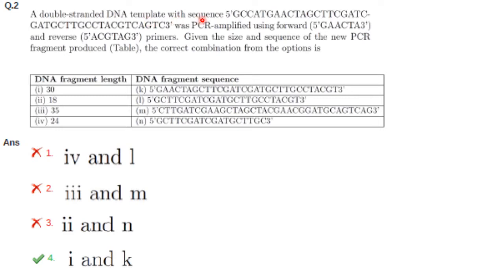A double-stranded DNA template with the sequence. So they have given the sequence. It was PCR amplified using forward and reverse primers. Given the size of the sequence of the new PCR fragment product from the table, the correct combination from the options is. So 1. They have given us fragment length is 30 and it matches with K. That is the DNA fragment sequence. So we will see how it is done.